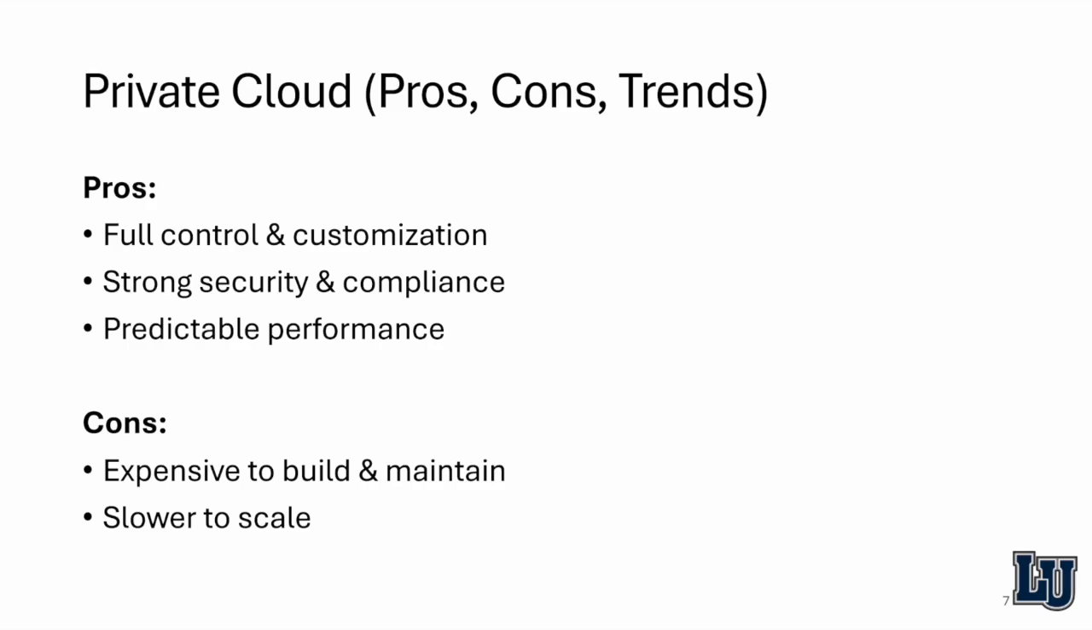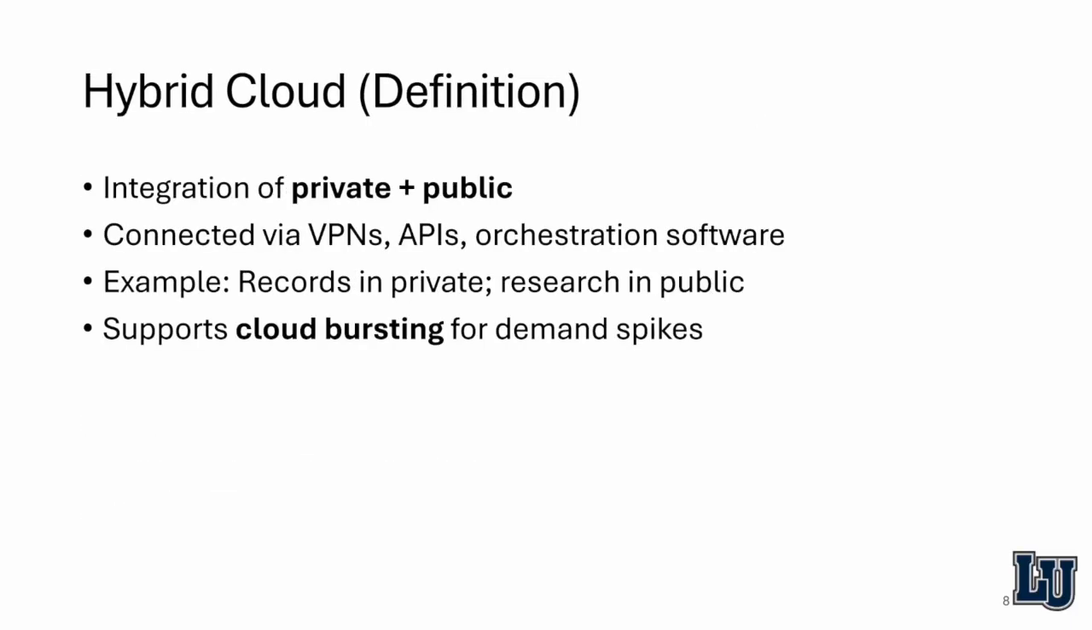If cost efficiency and global scale are more important, then we should stick with public cloud. Moving on to hybrid cloud. Now, what if you want the best of both worlds? Enter hybrid cloud. A hybrid cloud is when you integrate private and public clouds into one single architecture.